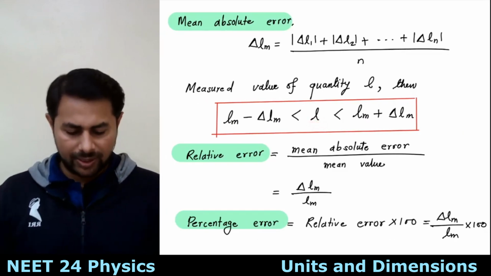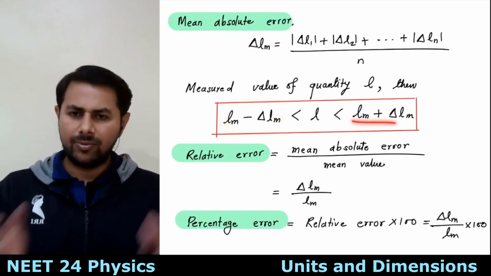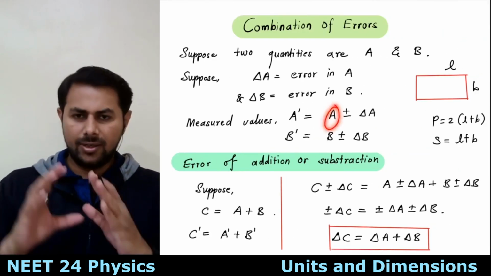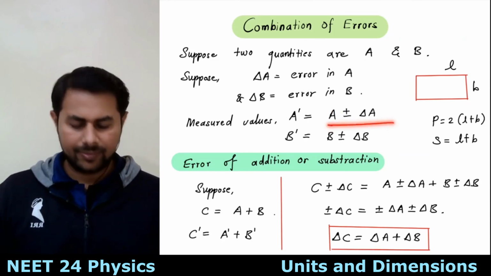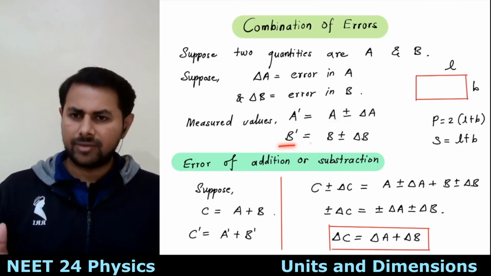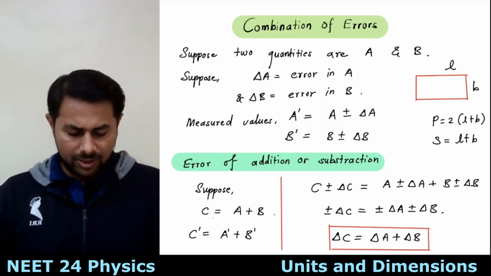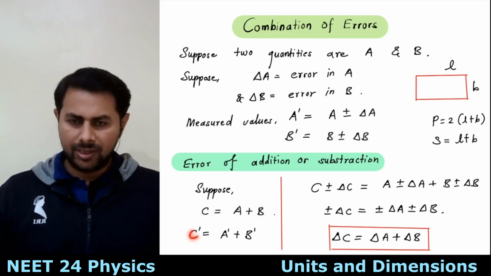The measured value of a quantity lies between mean value minus the mean error and mean value plus the mean error. That's why we write it like this. So it is A plus minus the mean error, right? Then similarly measured value of B will be B plus minus delta B. Then suppose C is equal to A plus B, what would be the measured value of C?